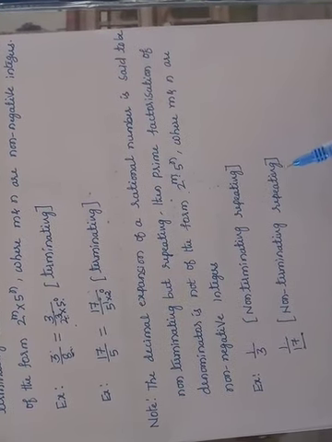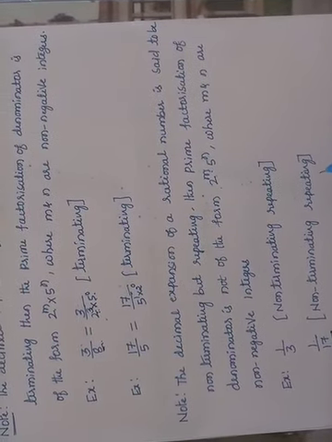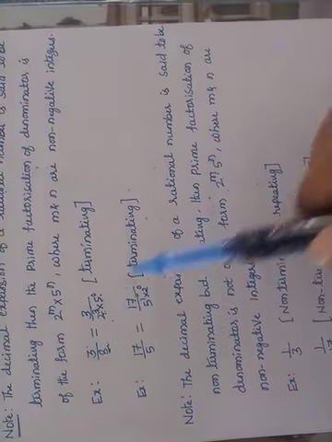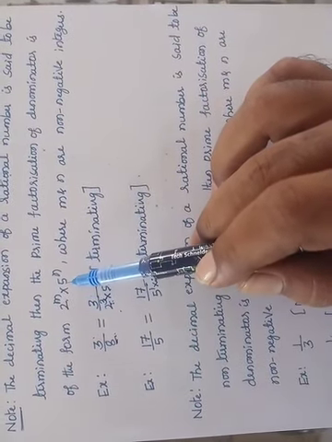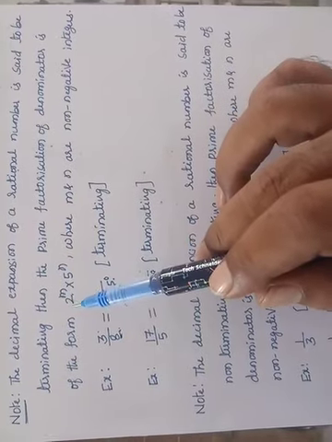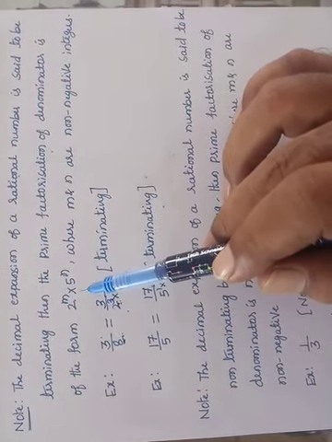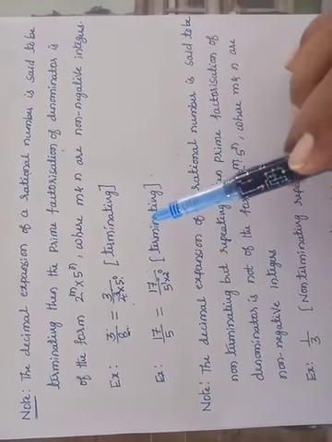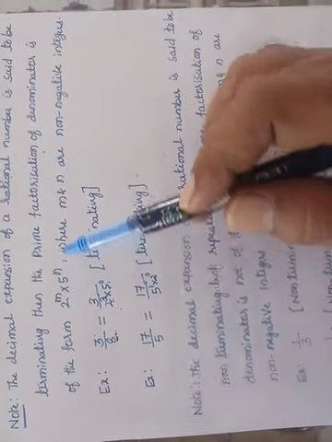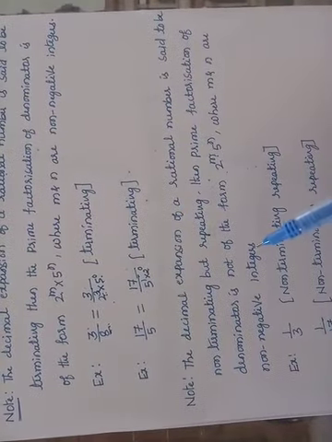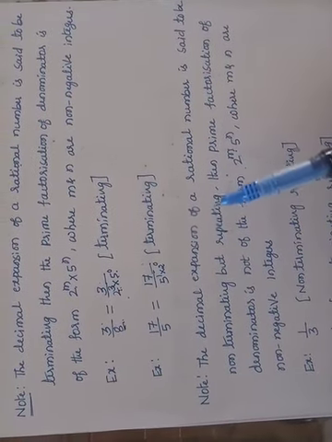I hope you understood. Without doing long division, we have to see the denominator. If the denominator is in the form of 2 raised to m into 5 raised to n, that is, only powers of 2 or 5, we can say that it is a terminating decimal expansion. If the denominator is not in the form of 2 into 5, that is a non-terminating decimal expansion. Without doing long division, we can conclude.